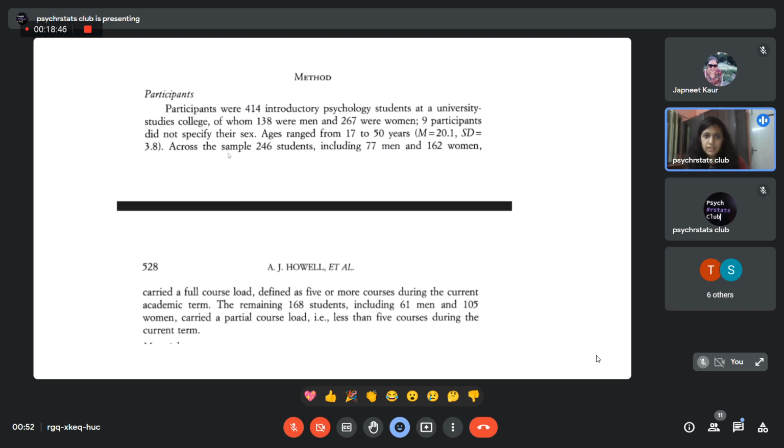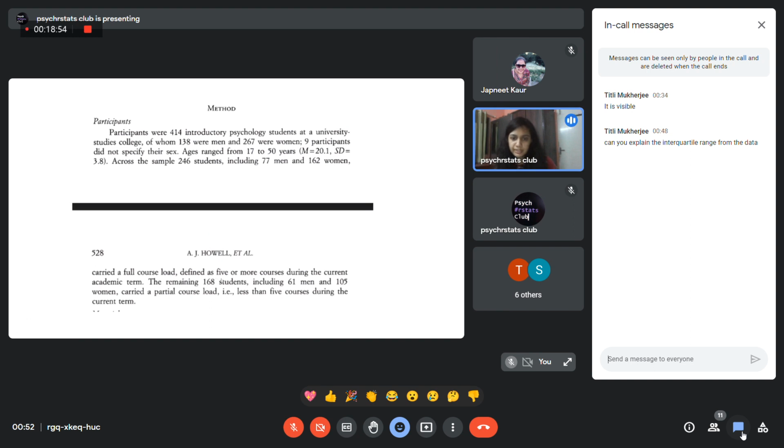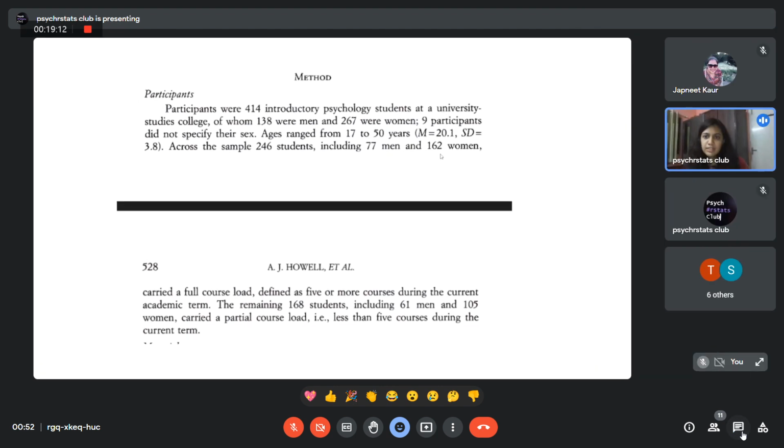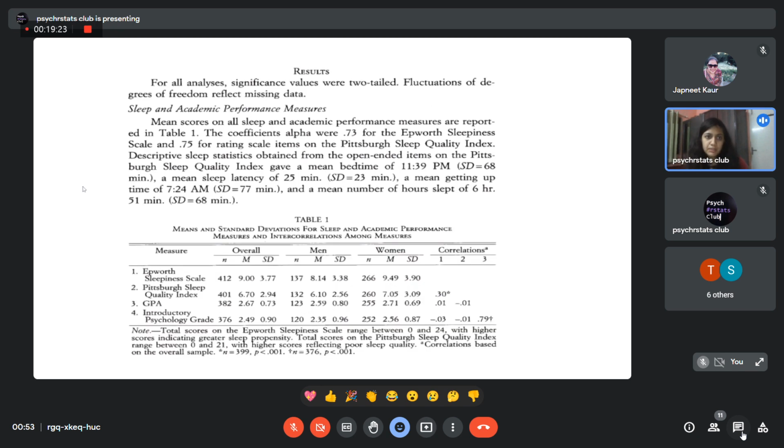And across the sample, 246 students, including 77 men and 162 women, carried a full course load, defined as 5 or more courses during the current academic term. If you remember in the abstract, they mentioned that only for students carrying the entire course load was their sleep quality associated with their GPA. So for these students, 77 men and 162 women carried a full course load, and looking at their data, they found an association. Okay, so this is just sample characteristics.